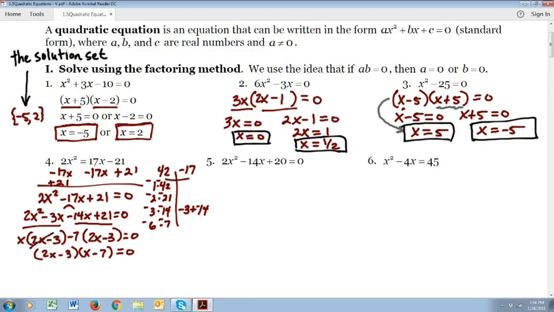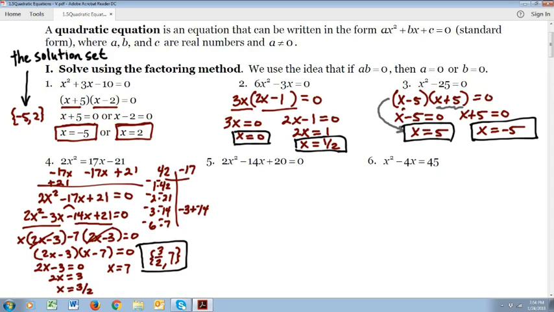For some people, they just cross these out, and you can see the x minus 7 is your other factor. So we'll set 2x minus 3 equal to 0, and we're going to get 3 halves there, and then 7 will be our other solution. So I'm going to go ahead and write this as a solution set, and it would be 3 halves and 7. All right, let's look at number 5.